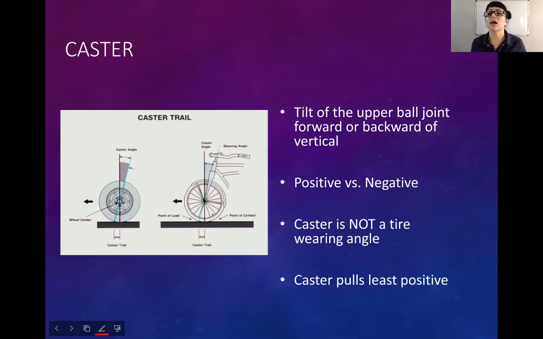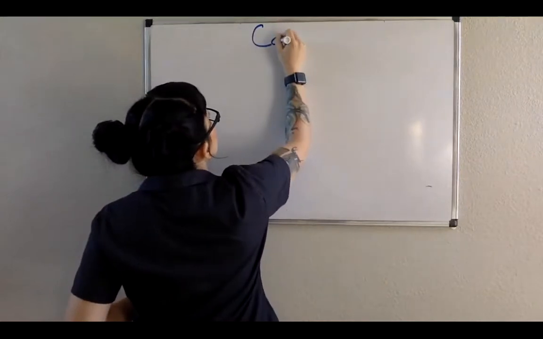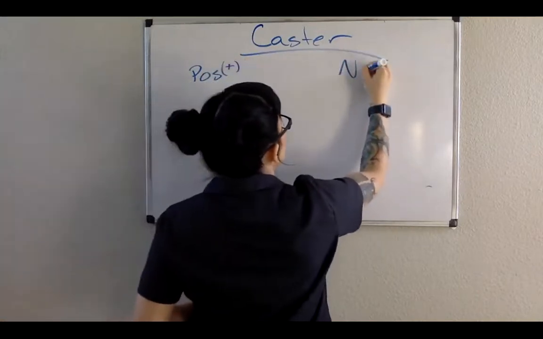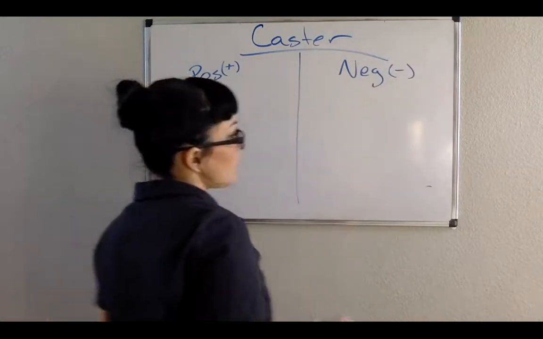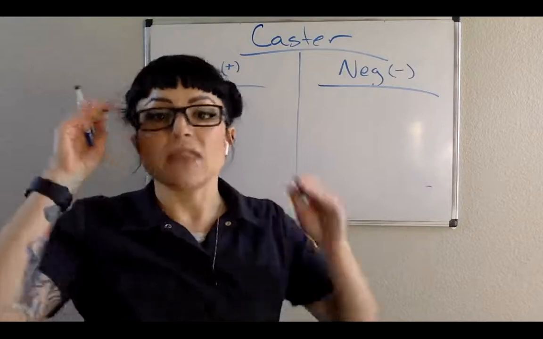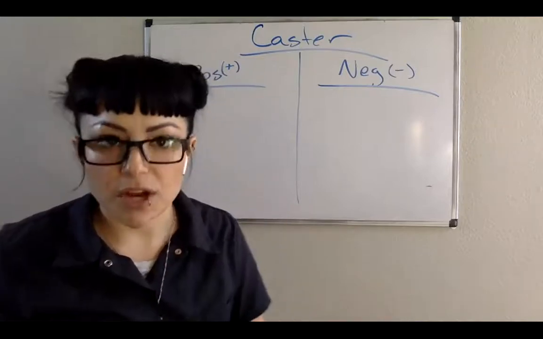It has nothing to do with the placement of your tire and wheel assembly, which is why it doesn't wear out tires. However, caster can pull, and caster will generally pull to the side that is least positive. So moving out of screen share here, let's talk about the pros and cons of caster. So we've got caster positive, and we've got caster negative. Okay, so negative and positive, again, have pros and cons. Again, there is no tire wearing component to this. Caster does not affect tire wear, so there is no issue with tire wear.